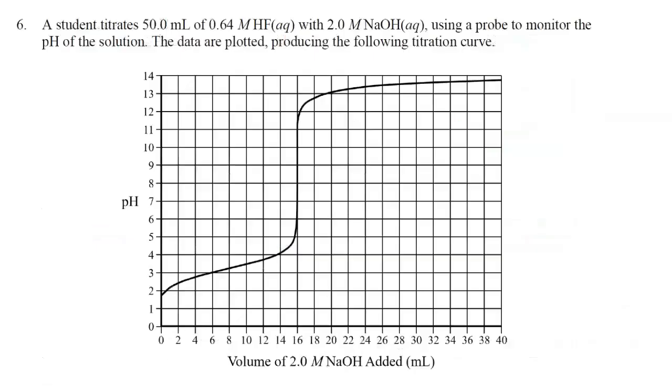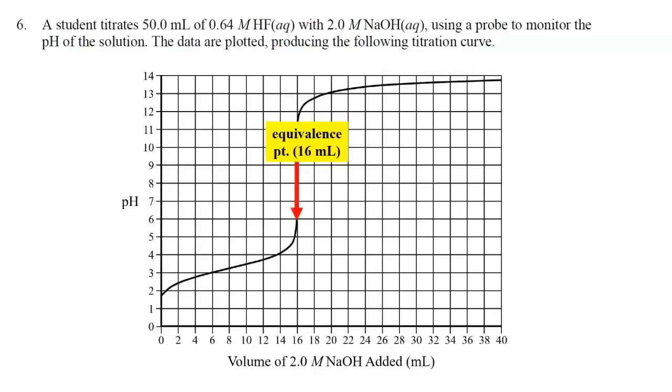Now let's take a look at question 6. Question 6 says, a student titrates 50.0 milliliters of 0.64 molar hydrofluoric acid, HF, with 2.0 molar sodium hydroxide, NaOH, using a probe to monitor the pH of the solution. The data are plotted, producing the following titration curve. The location of the equivalence point on this titration curve is where that rapid increase in pH occurs, and that would be after 16 milliliters of the titrant is added.